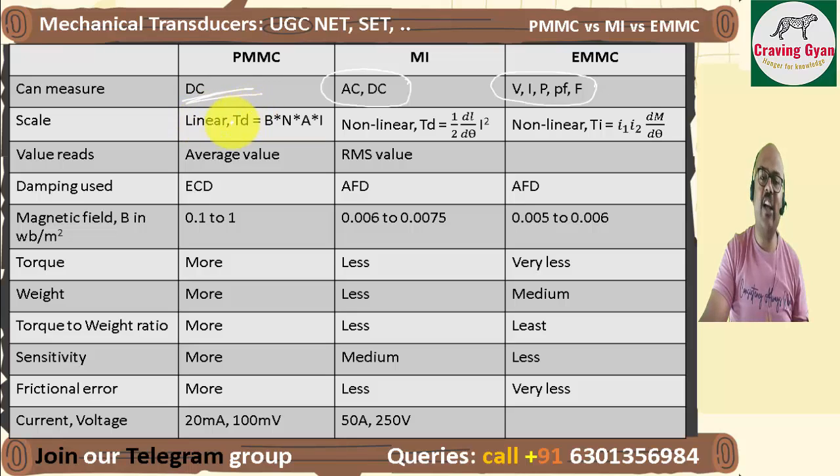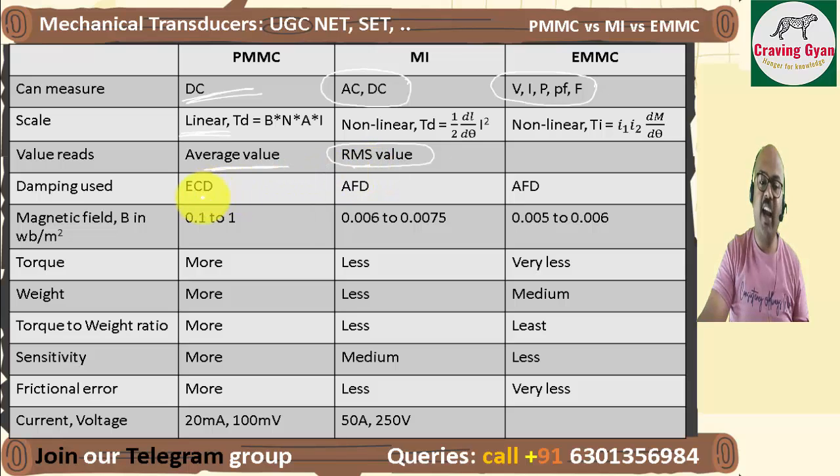The scale in the case of PMMC is a linear scale. So TD, nothing but damping torque, is proportional to the current. But in the case of MI, TD is half times I square into dL by d theta. Very, very important. In the case of EMMC, it is I1 I2 into dM by d theta. For PMMC the value it reads is the average or DC value, but here it is going to read an RMS value.